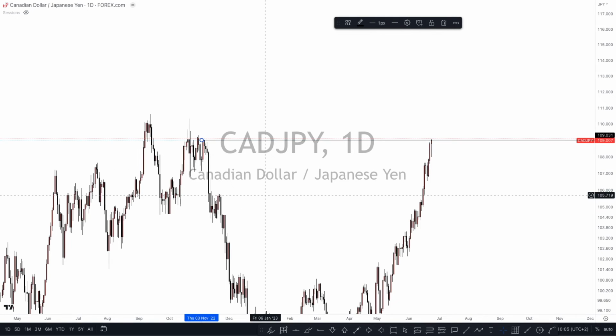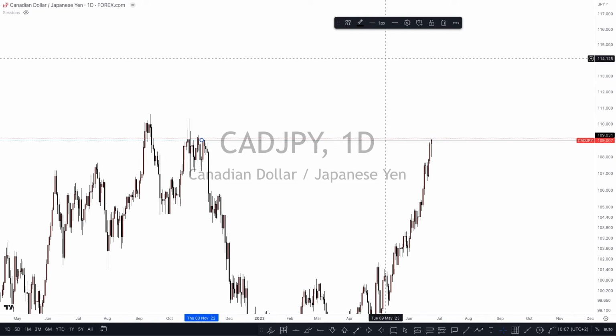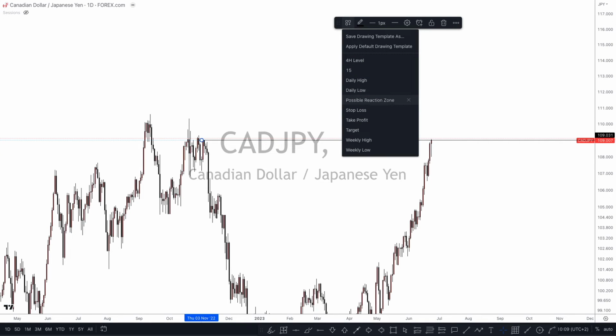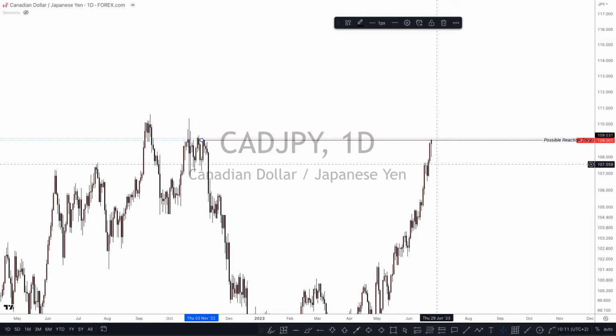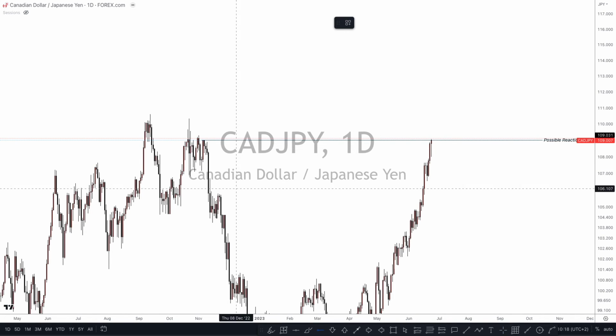So we have this level. Unfortunately, price has reached that. That is our possible reaction zone. And if price reacts to that, it's gonna come down here before moving to the top. But it looks like it might have closed a little bit above. But let's see the next one. Next one is just at the top here.